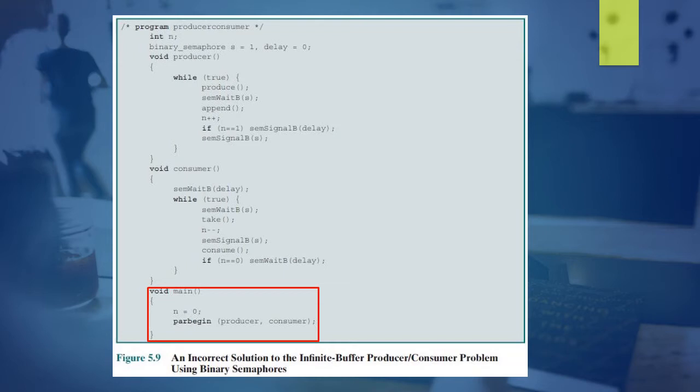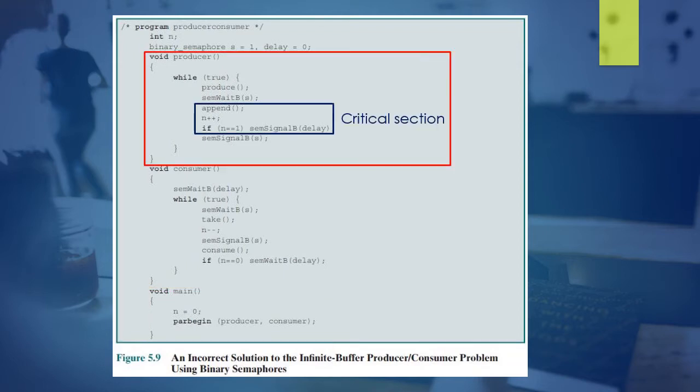We begin a producer and a consumer in parallel using the parbegin construct. In the producer's code, we identify the critical section. These are the lines of code that manipulate the global variable n and the buffer. To implement mutual exclusion on the critical section, it is preceded by a SemWaitB on S and succeeded by a SemSignalB on S.